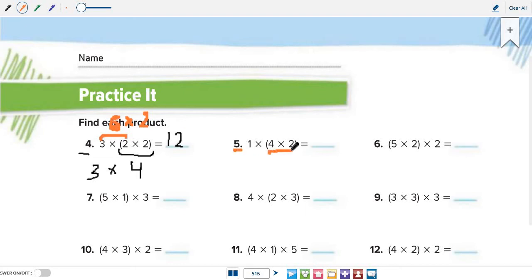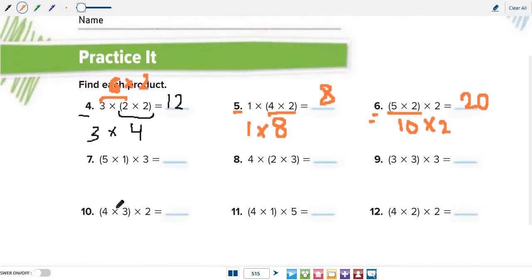Let's see question number 5. Now 4 times 2 equals 8. Now 8 times 1 equals 8. Question number 6. 5 times 2 equals 10. 10 times 2 equals 20. It's so easy, right? Let's see question number 10. 4 times 3 equals 12. Now 12 times 2 equals 24. Excellent, grade 3.